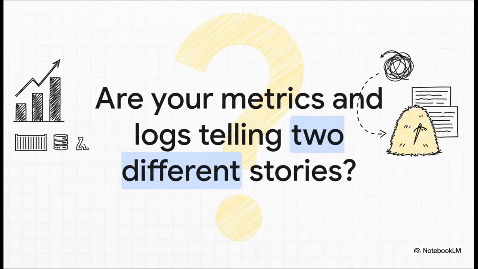So let's just start with a question for you. Are your metrics and your logs telling two completely different stories? I mean, if you've ever worked with modern apps on containers or Lambda, you've probably felt this pain. You see a weird spike on a graph and then try to find the exact log entry that explains why it happened. It feels like searching for a needle in a haystack, right?